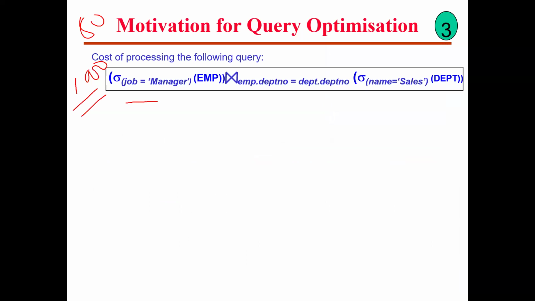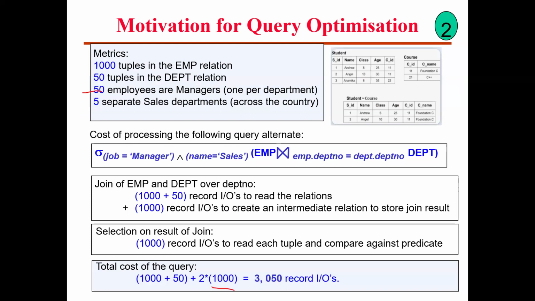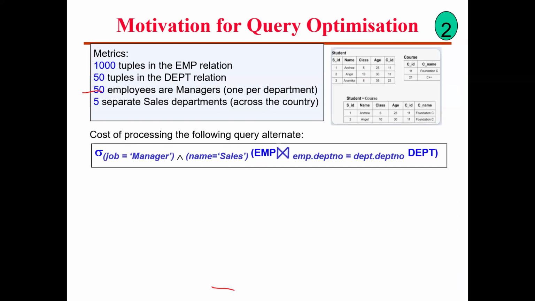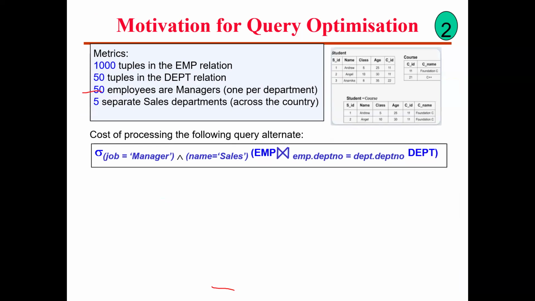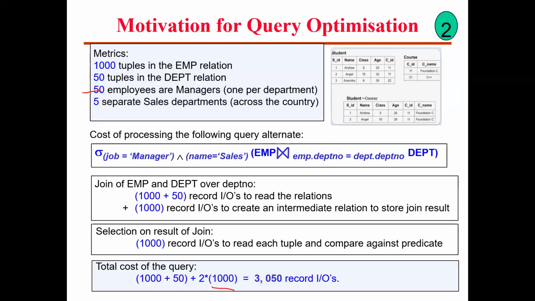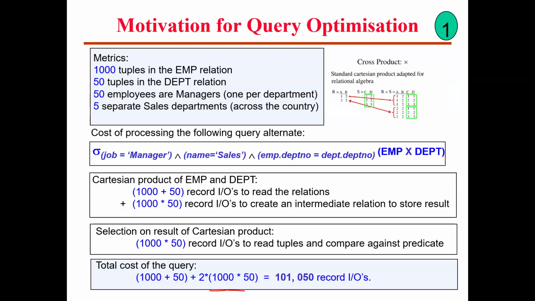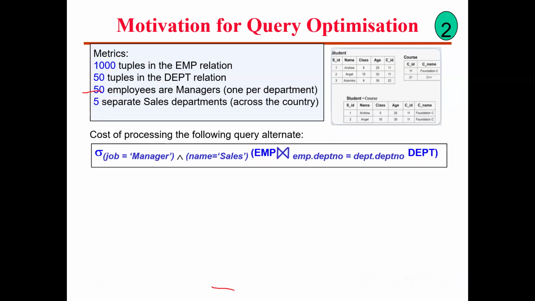Only select those ones which are managers. So we are not reading the entire table after joining. Because after joining we have 1,000 rows to check, and after making a Cartesian product, we have 50,000 records to check. So what we are going to do is, before making this operation of cross product, before making the join, select only those employees who are managers.